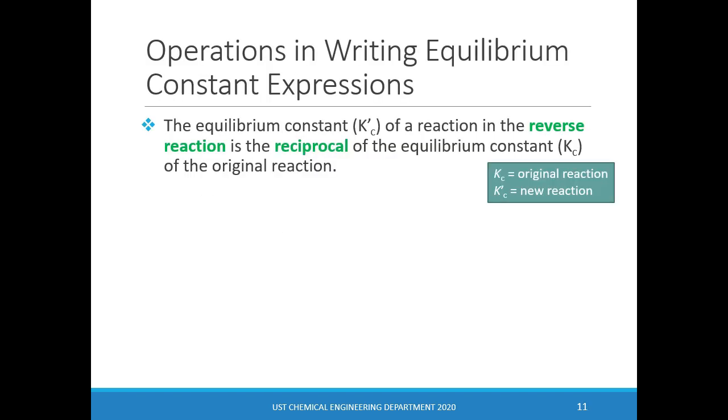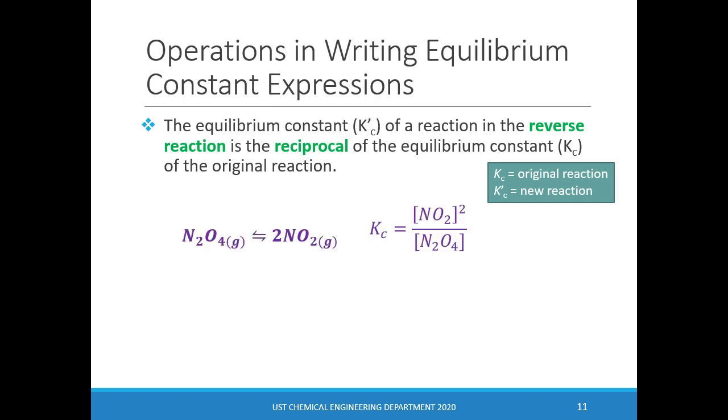Now we move on to operations involved in writing equilibrium constants. But before we do that, let us define some variables. We let Kc be the equilibrium constant of the original reaction, while K'c will be the equilibrium constant of the new reaction. So the first rule in writing equilibrium constant expressions: if a chemical reaction is reversed, or the forward and backward reactions are exchanged, K'c is just the reciprocal of Kc.